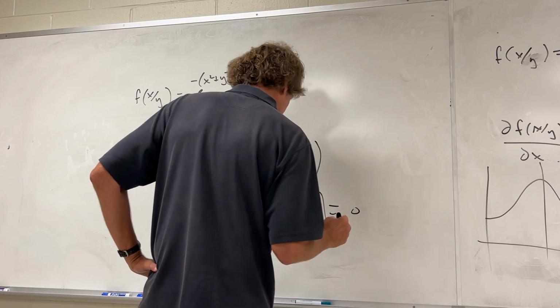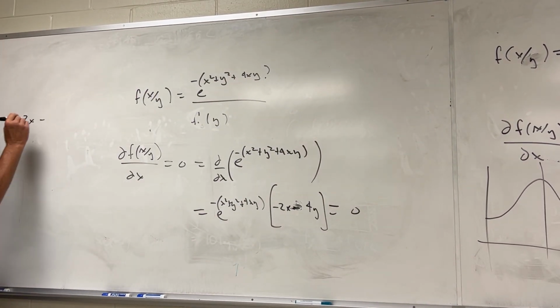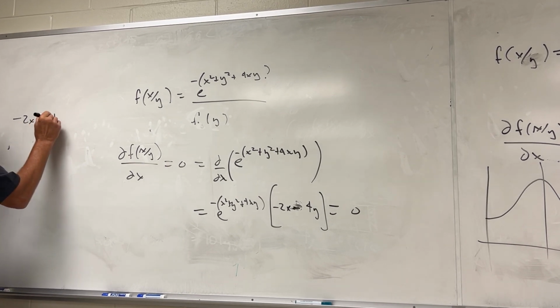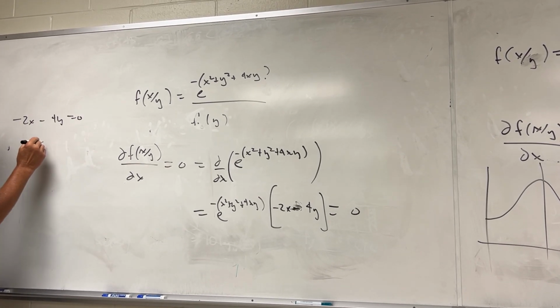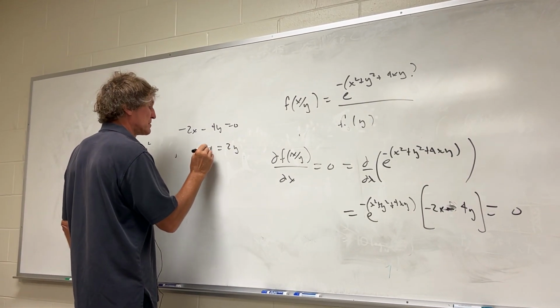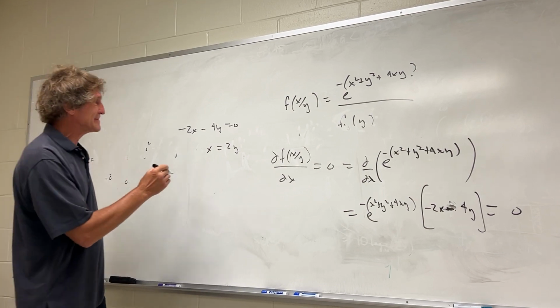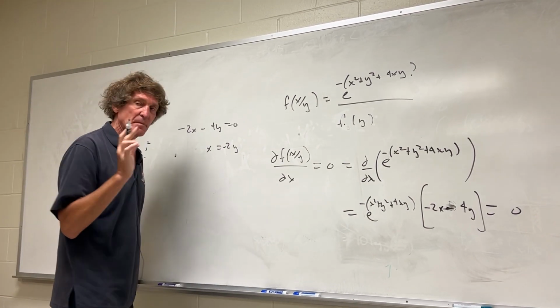All this equals 0. So minus 2x minus 4y equals 0 is going to be 2y is equal to x. That's what he has? Is that right? Pardon me? Oh, that on the other. You're right, minus 2y. My bad on that one.